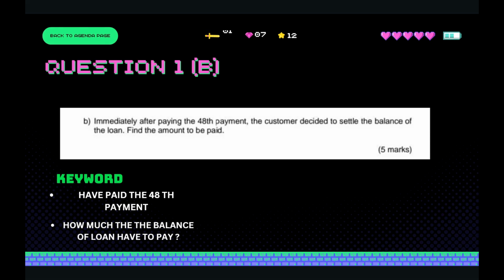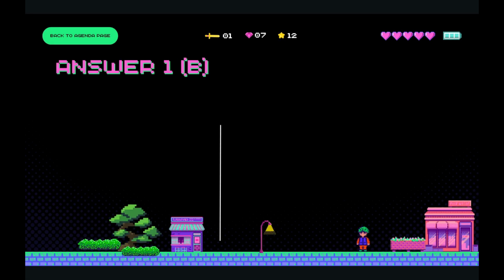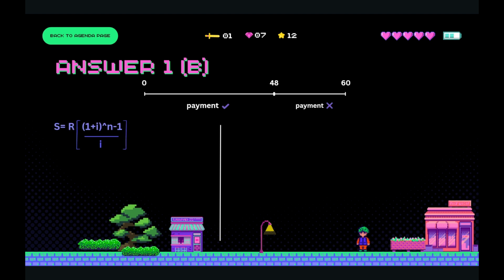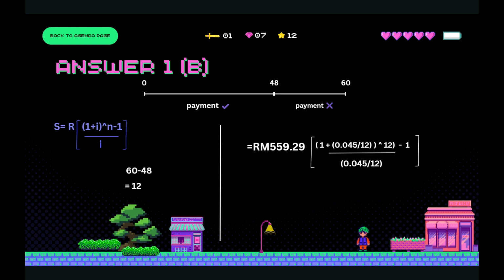Question 1E. Immediately after paying the 48th payment, the customer decided to settle the balance of the loan. Find the amount to be paid. The keyword that were given is customer have paid the 48th payment and how much the balance of the loan have to pay. So the formula that we will use is S equal to R bracket 1 plus I bracket power by n minus 1 over I close the bracket.